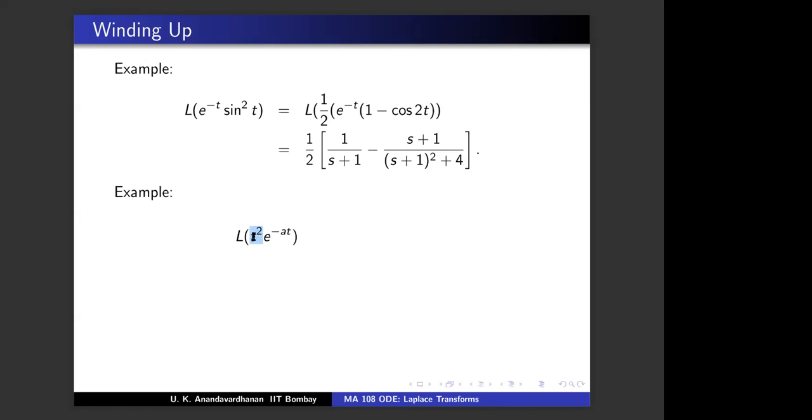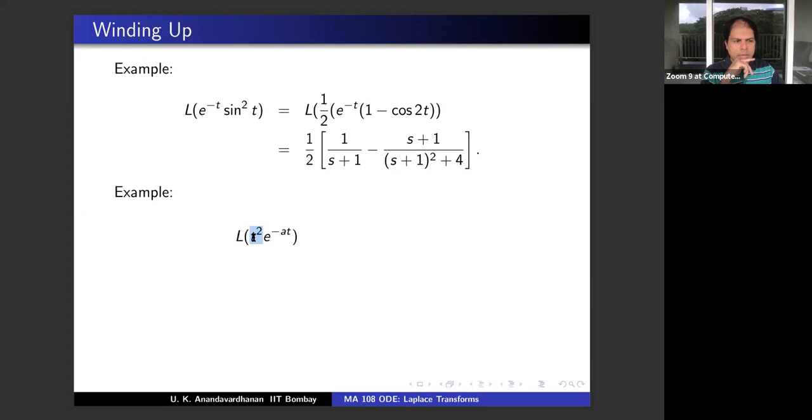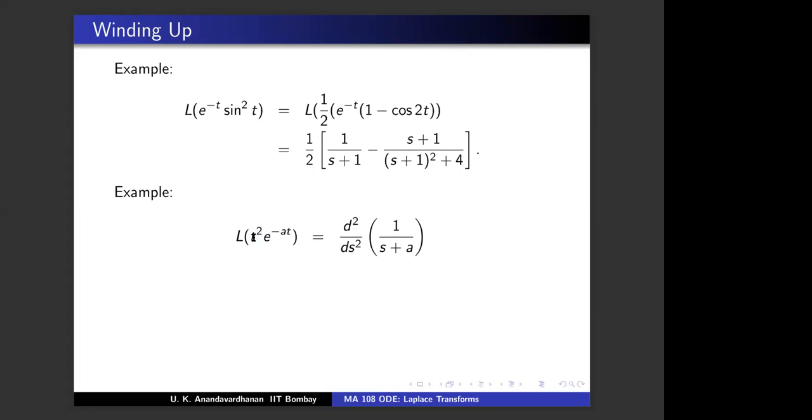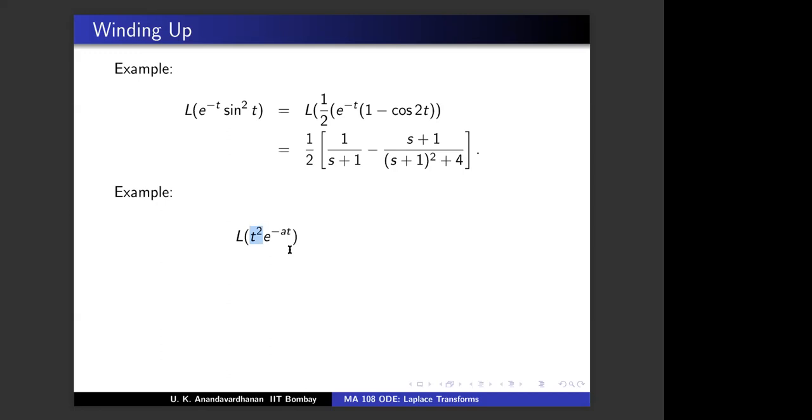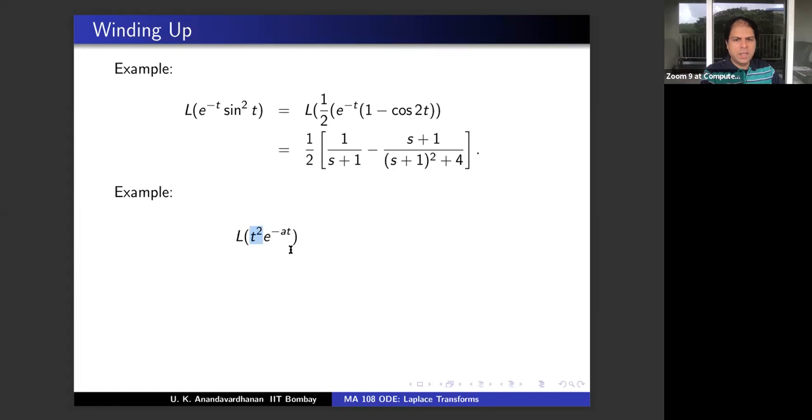What is L of t square? 2 factorial over s cube, so 2 by s cube. And there is a minus a, so you change s to s minus minus a. That will be the answer, no? Tell me what that answer is. So I'm doing it in a different way here. What will be the answer if you do it like that? 2 by s plus a whole cube. Just write it down. Let us see whether our answer matches with that.